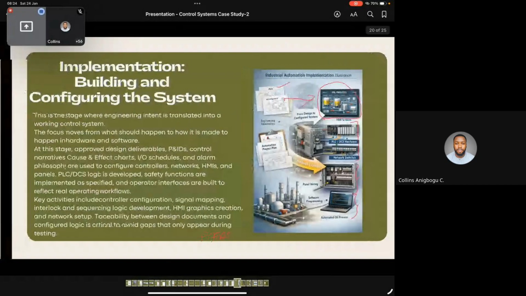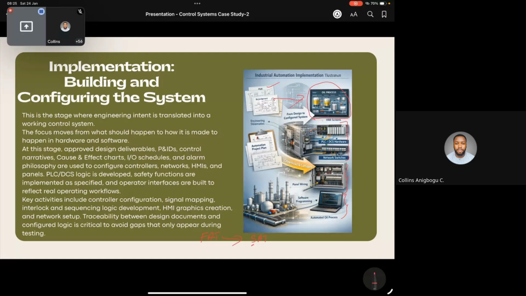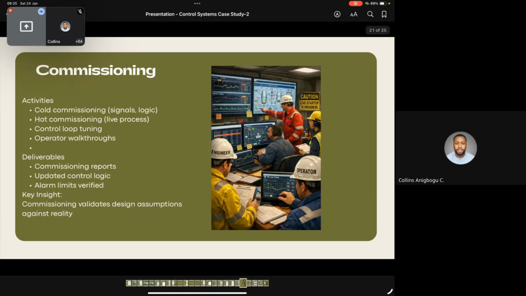Depending on the requirements of the project, you might need to do what we call an SAT, site acceptance test. That is, the equipment are already on the customer site, and then you need to do a test there. So from FAT, you move to SAT. All of these are under the building and configuring of the system, right? And then once all of that checks out, you move into commissioning, right?